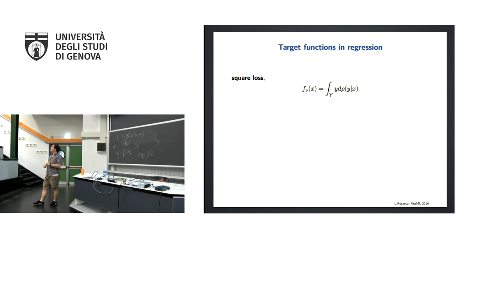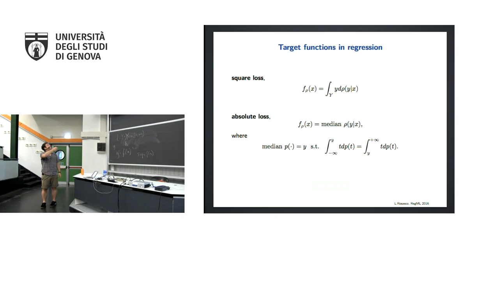Is this the same thing you're shooting for if you choose another loss? Let's take, for example, the absolute loss, the absolute value loss, the one without the square. If you do the same computation that leads you to this, you don't get the average, the mean, but the median of the conditional distribution. So by changing the loss function, you're effectively choosing a different target function. And these are just two examples. This resonates with intuition: if I take the square loss, I pay more for errors that are far away.